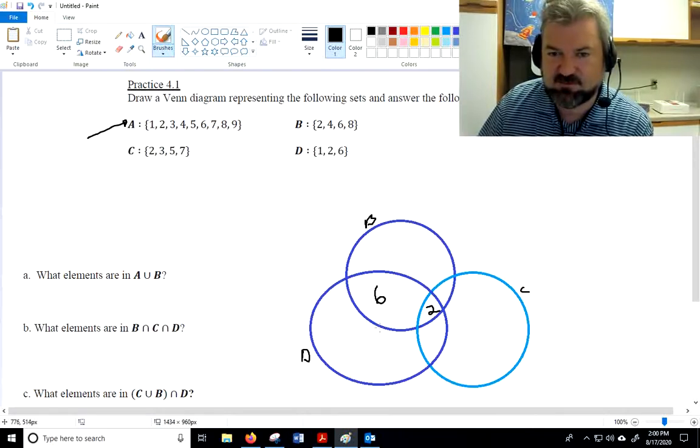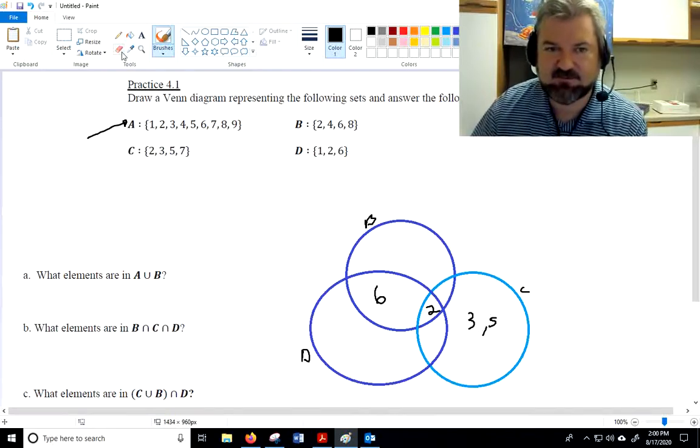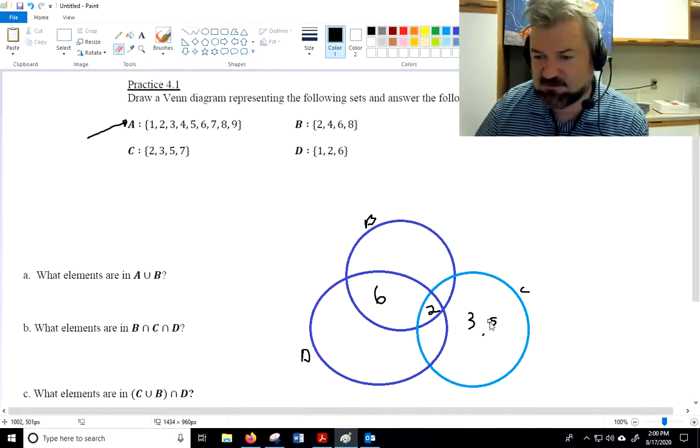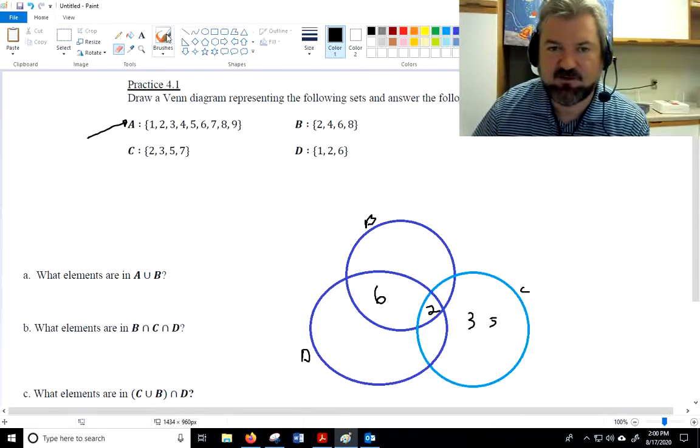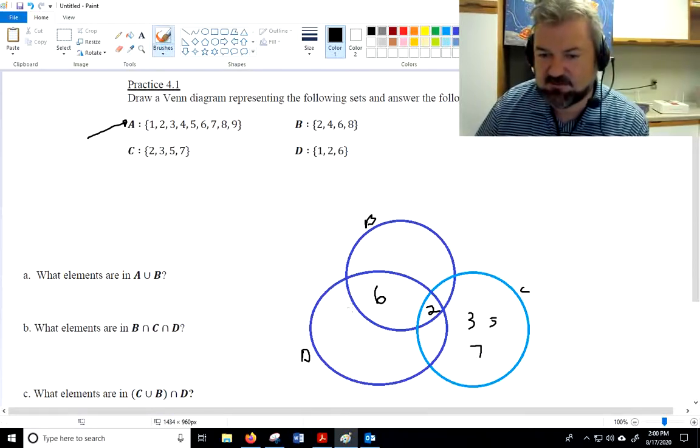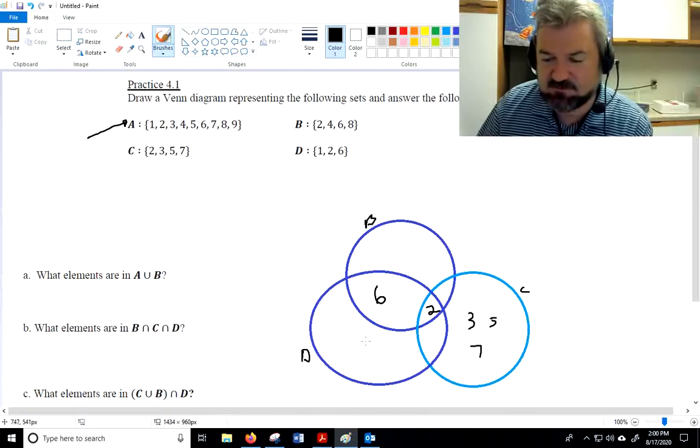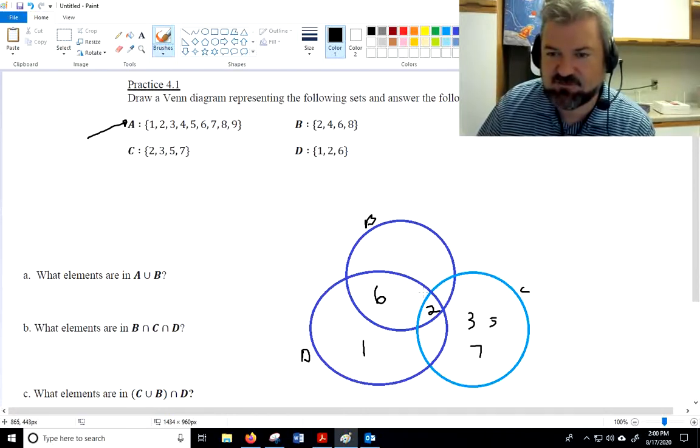C has got 2, 3, 5, 7. So it's got the 2, and then 3, 5, and 7, right? Okay, and then let's see, over here on D, we had 1, 2, and 6. So I'm thinking just a 1 right here. But 1 wasn't in any other set, was it? No, it wasn't. Okay. And then we've got 2, 4, and 6. Now, B and C don't have anything in common, do they, besides 2? No.